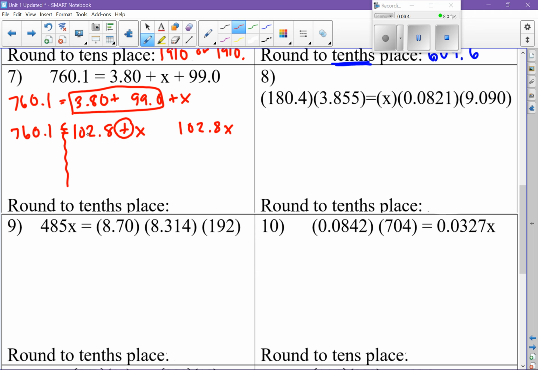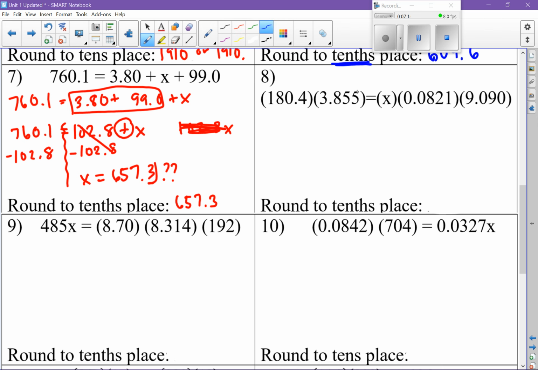And so in order to move that 102 away, you need to subtract it from both sides. This cancels, you get x equals, subtract these two numbers, and you're going to get 657.3. We want to round at the tenths place, which is right here. I don't have anything after it, which means I can't round it up. I'm going to leave it exactly the same as it is.